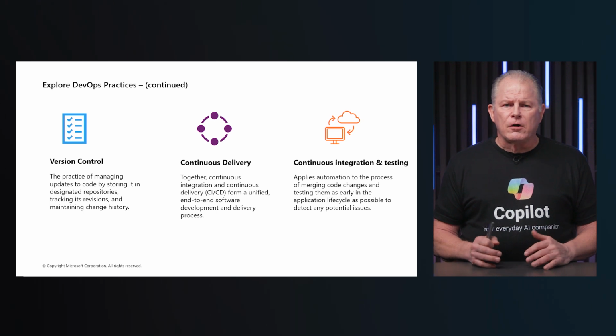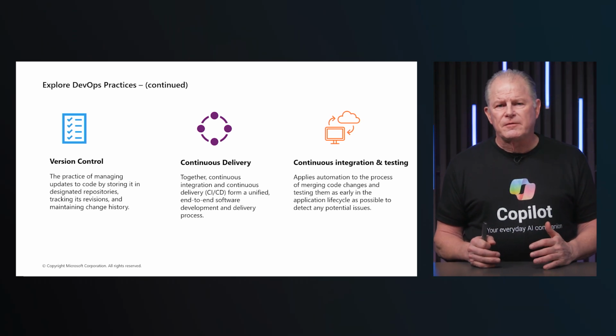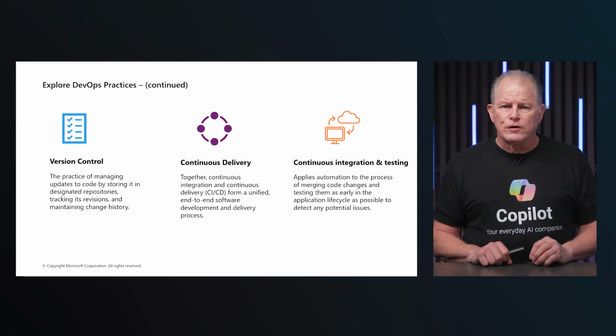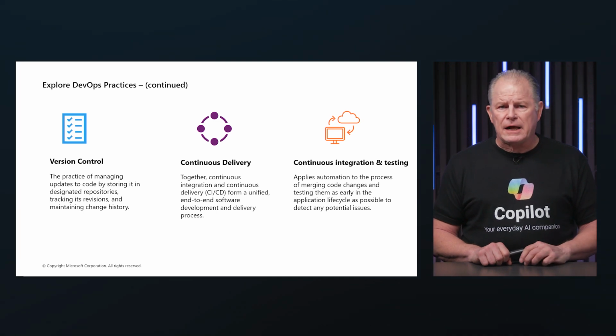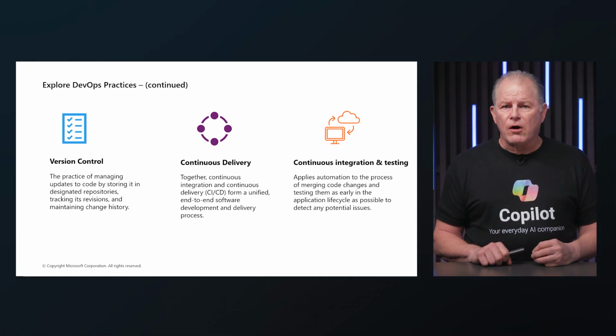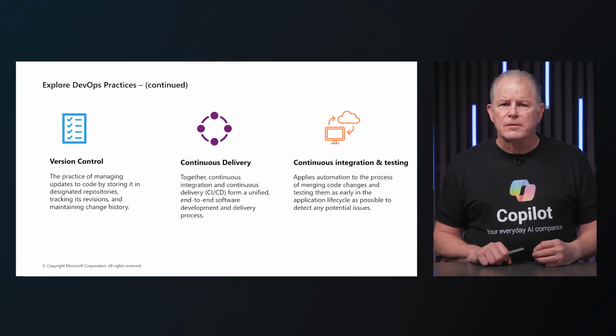Imagine you're working on a large-scale web application with a team of developers. By using a version control system like Git, each developer can work on their own branch, make changes, and then merge their code into the main branch. This ensures that all changes are tracked, conflicts are resolved, and the code base remains stable.